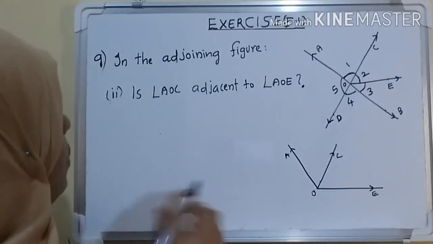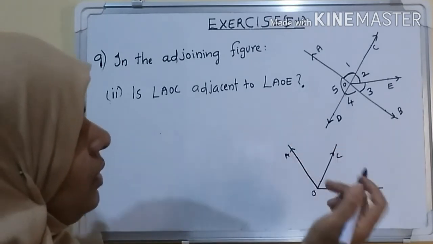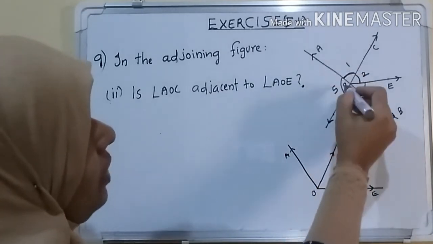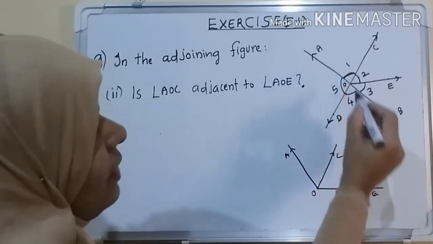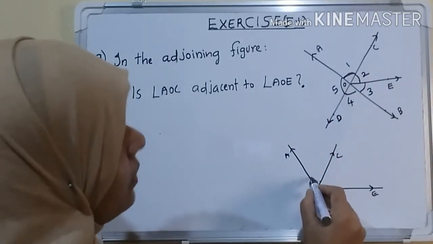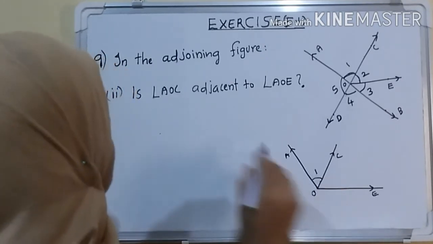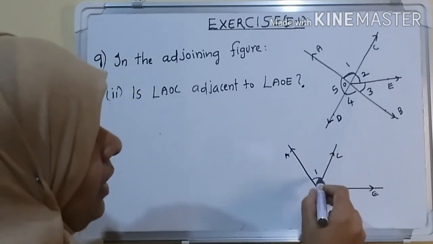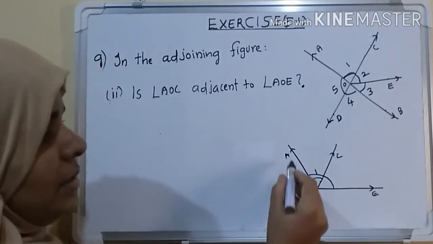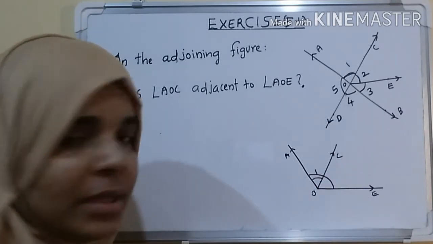Okay, let's go to the second one. Is angle AOC adjacent to angle AOE? That is angle AOC. This angle, angle 1, is adjacent to angle AOE. Here I am drawing angle 1 and angle AOE. This big angle is angle AOE. That means AOC adjacent to angle AOE. That is the question.